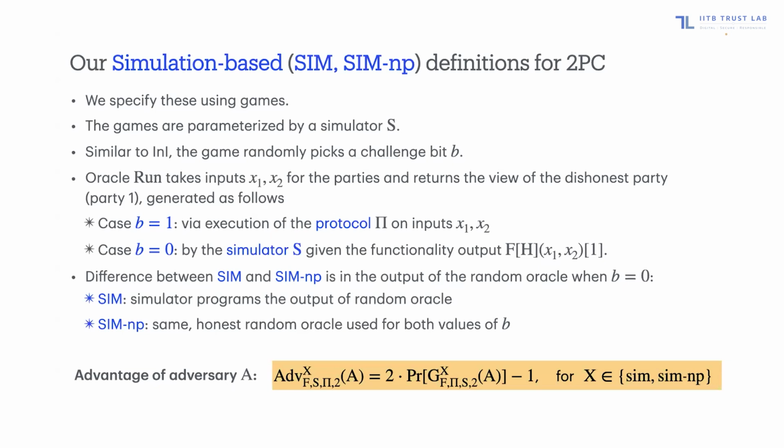One thing to note is the simulator takes as input the input of the adversary and the output of the adversary, and so the functionality needs to be computed in the definition itself. So we have two definitions, one of them is non-programmable, one of them is programmable. That's the difference between sim and sim-np. Sim is where the simulator programs the random oracle, and sim-np is where the simulator does not program the random oracle, and there is an honest random function that is used to return the queries of the adversary. Advantages are similarly given.